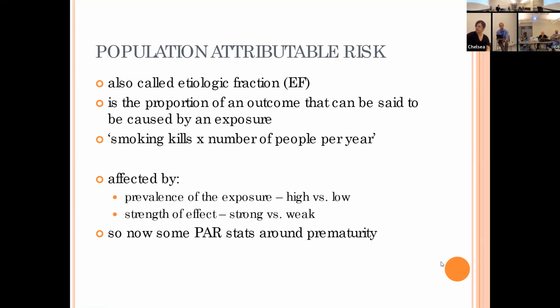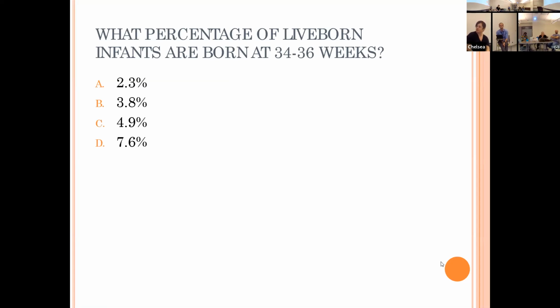Okay, so now some population attributable risks about prematurity, and then we're good. What percentage of live-born infants are born at 34 to 36 weeks? 7.6%. So that was our preterm birth rate. Yeah, and 4.9. So about 5%. About 3/4 of preterm infants are born late preterm.